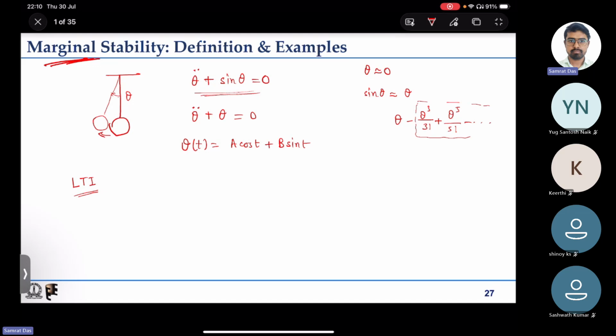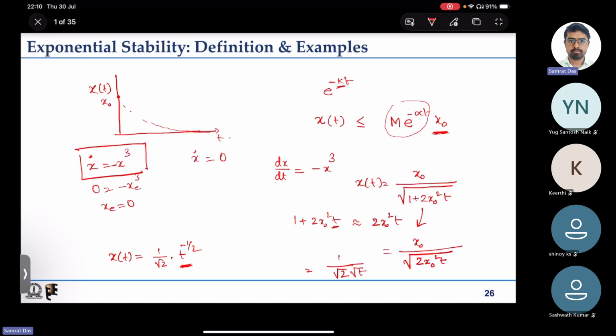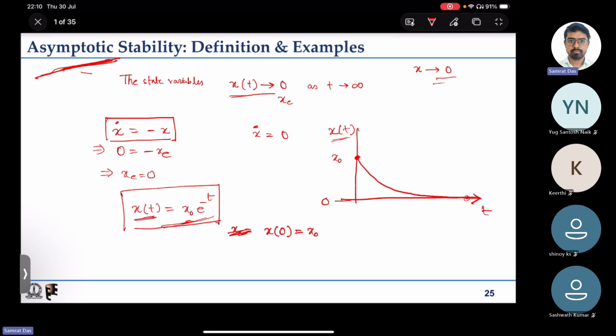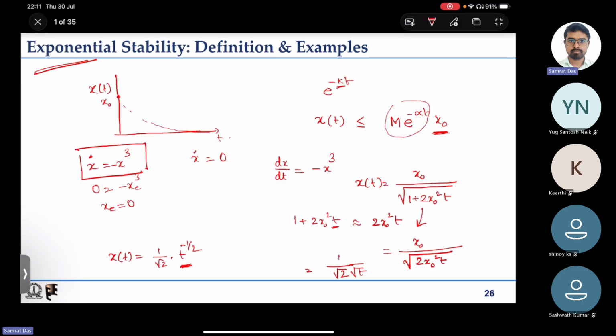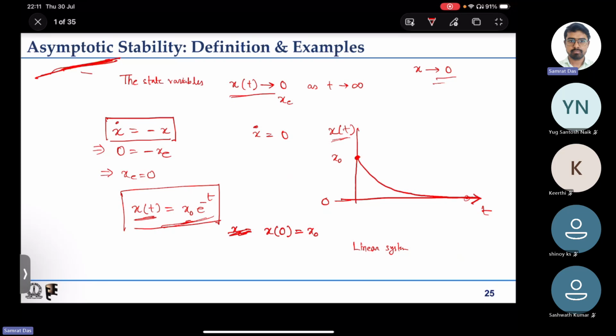So yes, and just to make another point, exponential stability and asymptotic stability are the same for linear systems. If a system is linear, then if the system is asymptotically stable, it is also exponentially stable, and vice versa. If it is exponentially stable, it is asymptotically stable also. So the difference only comes for nonlinear systems.